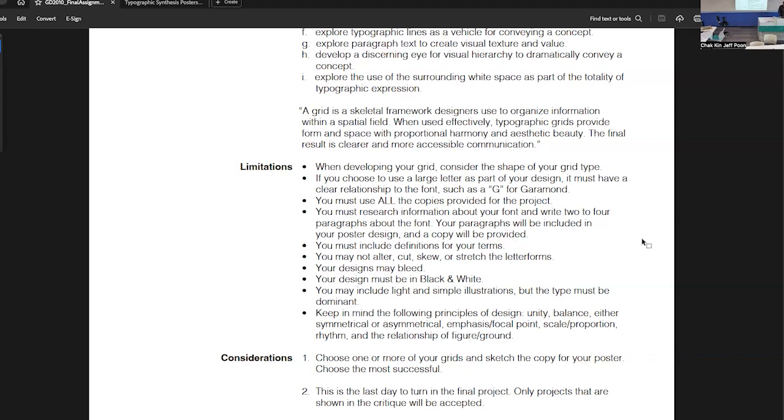Okay, your design must be black and white. You may include light and simple illustrations, but the type must be dominant. And keep in mind the following principles of design: unity, balance, either symmetrical or asymmetrical, emphasis, focal points, scale, proportion, rhythm, and the relationship of figure ground.